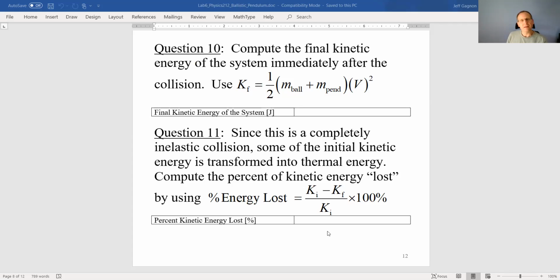Okay, and then that's it. So pretty straightforward lab. It's interesting because it verifies our theories, conservation of momentum and conservation of mechanical energy.